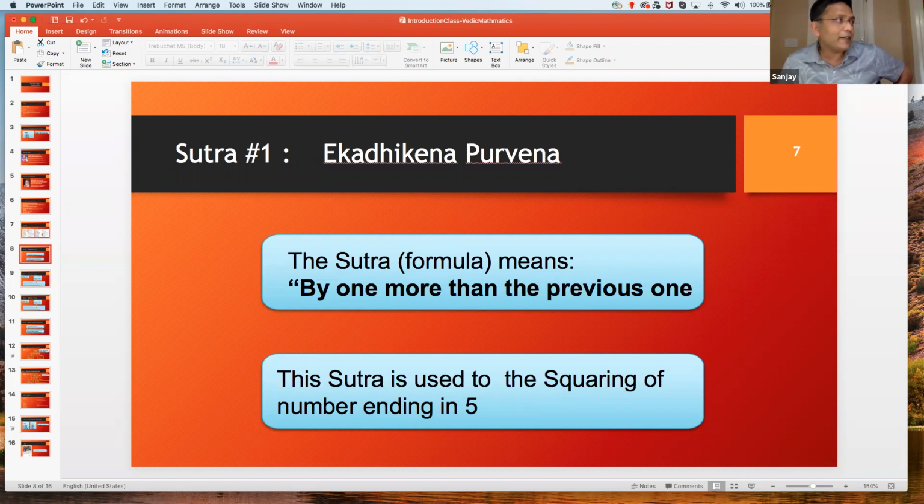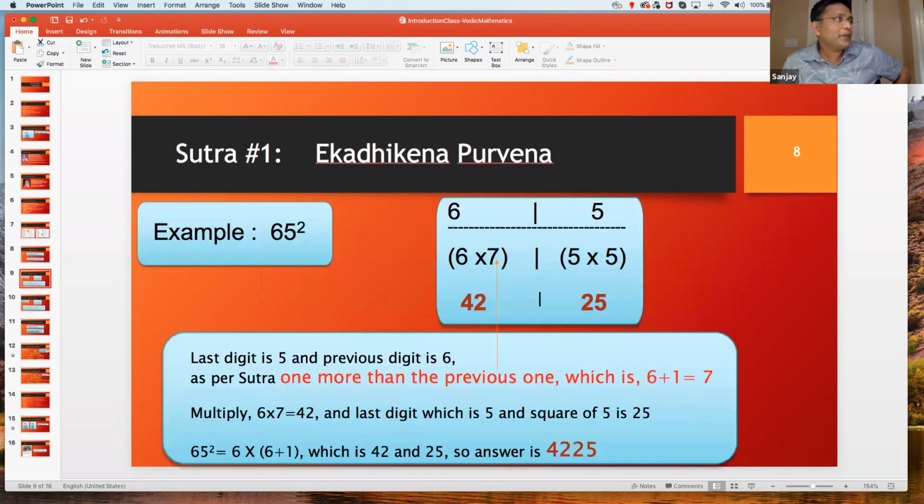to do the calculation. So let's say you have 65 square. Okay. So the conventional method would be 65 times 65, and then you do a 2-step method, right? But in this case, as the sutra says, one more than the previous one, because this is a complementary number, 6, 5, and 6, 5.